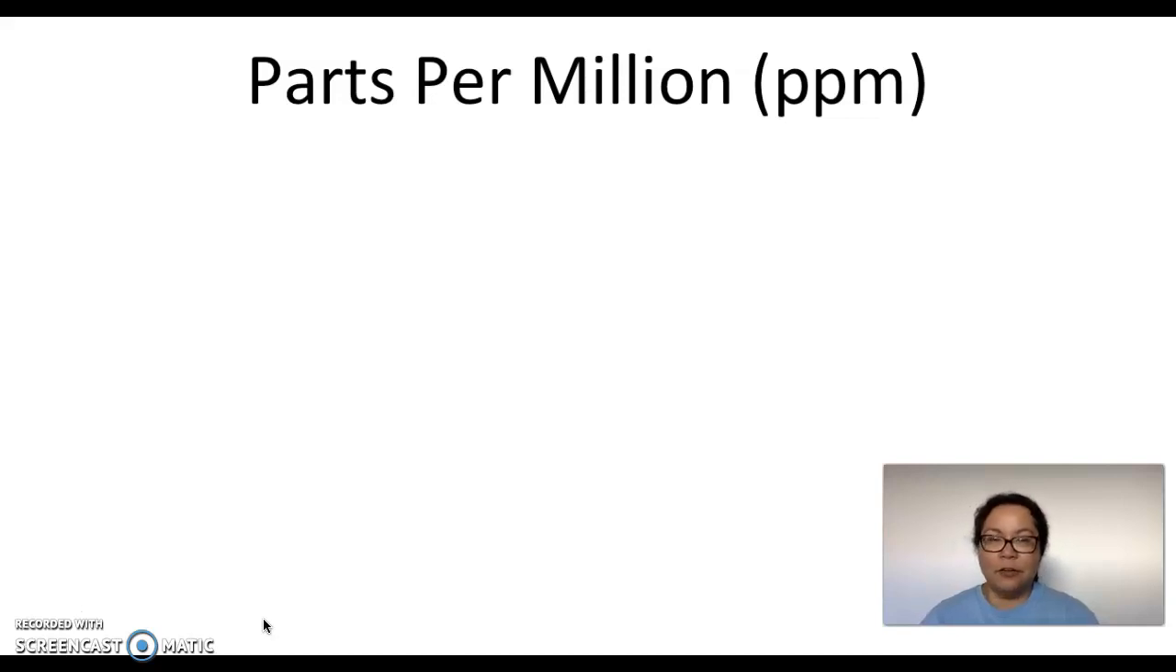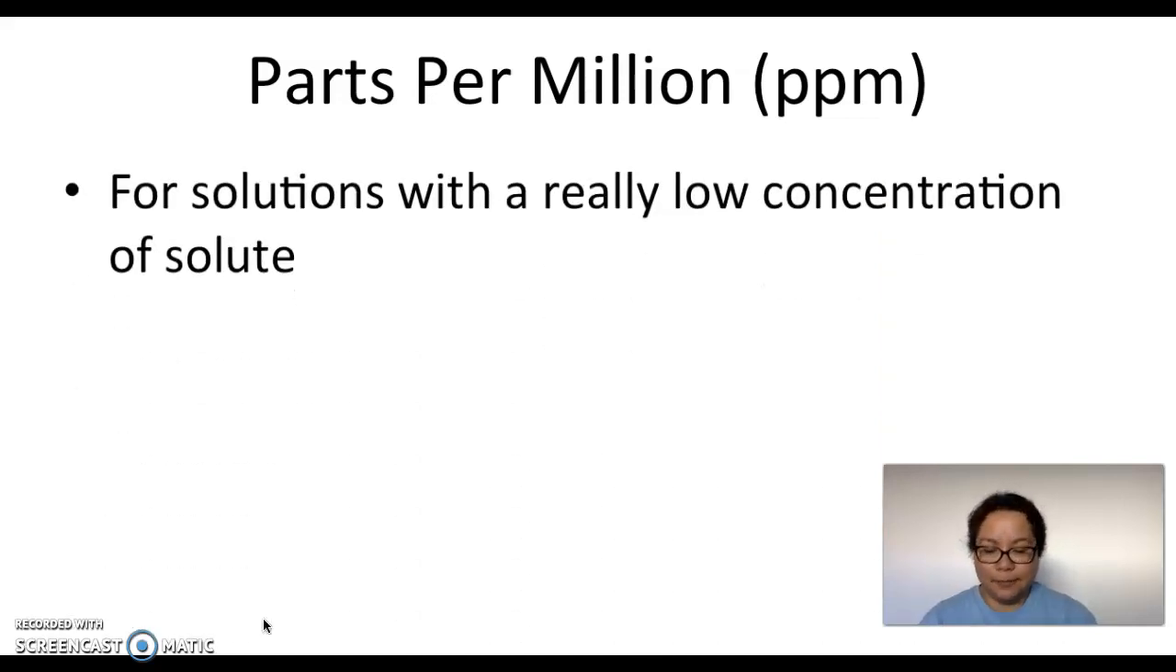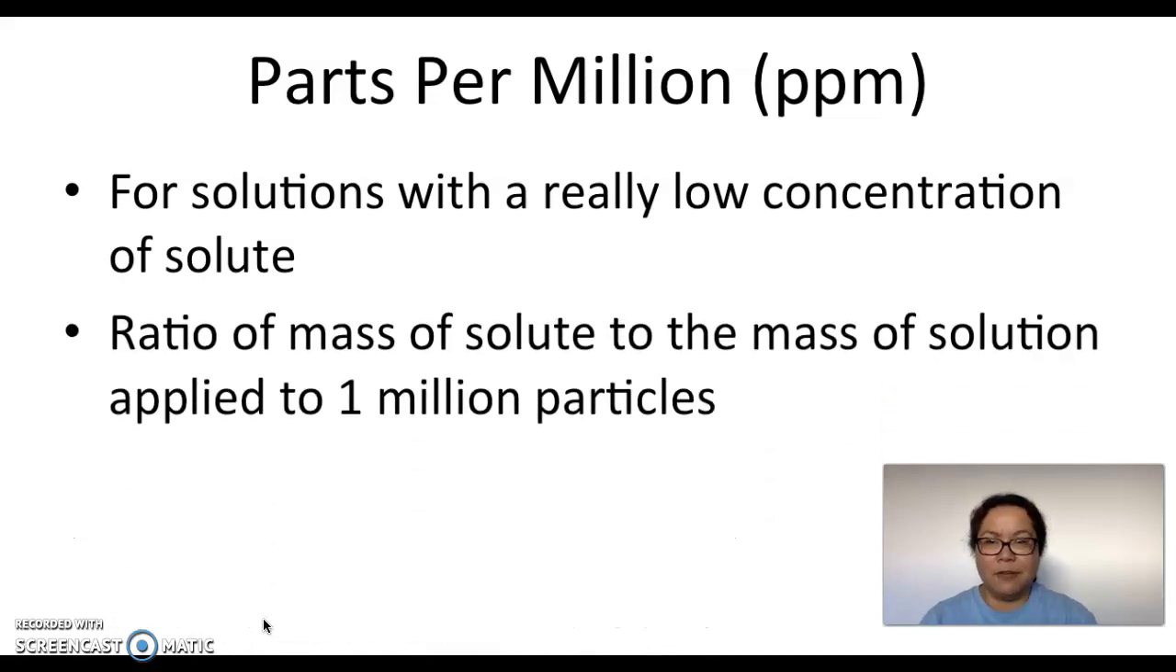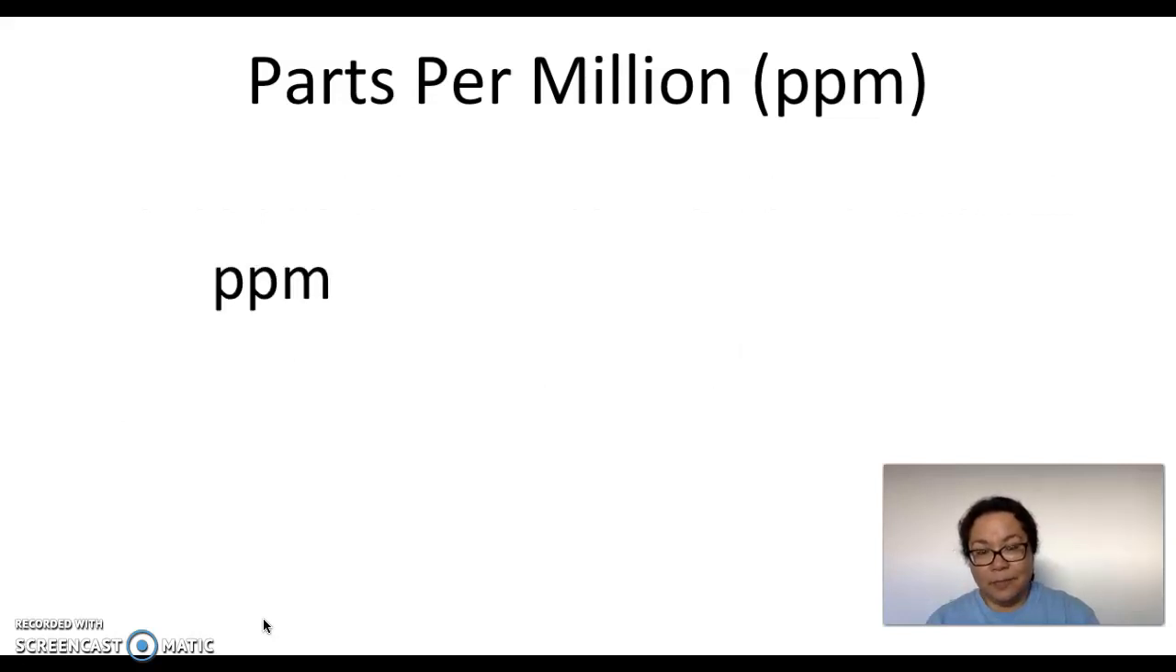The formula for ppm, for parts per million, will take into account the tiny little amount of solute, okay? So when we are using parts per million, it's only for solution with a really, really low concentration of solute, a small amount of solute. And the ratio of mass of solute to the mass of solution applied to 1 million particles. So put that in a formula. This is what I mean.